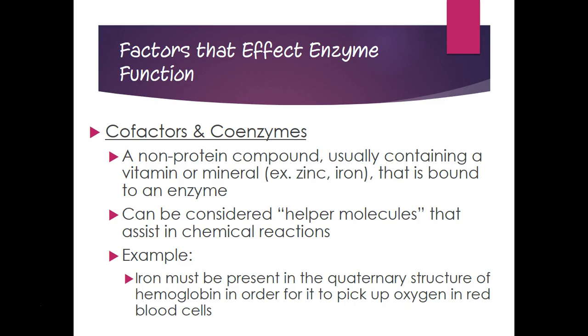For example, iron has to be present in hemoglobin. It's a cofactor. And that hemoglobin, in order for it to pick up the oxygen in your red blood cells so it can carry the oxygen to the cells of your body and drop it off, if you don't have that iron, the hemoglobin will still attach the oxygen, but it will not do it as efficiently as it could with the iron present.